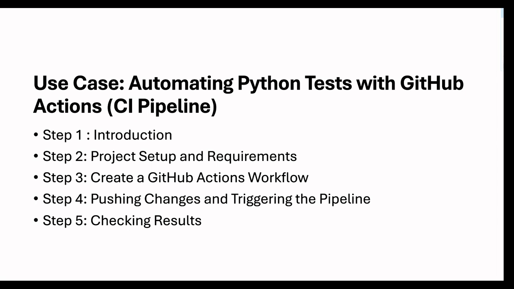The step by step process that we are going to do today: in step 1 introduction, in step 2 project setup and requirements, in step 3 creating a GitHub Actions workflow, in step 4 pushing changes and triggering the pipeline. In step 5 we are going to check the results. Let's dive into the demo.